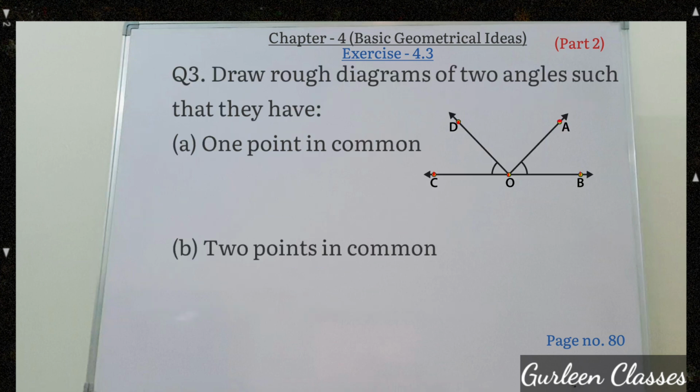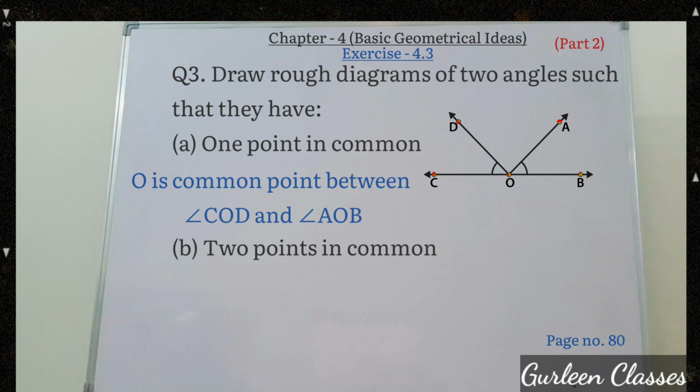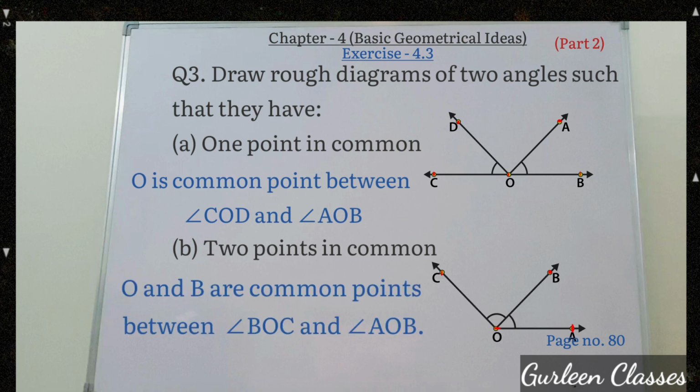Question number 3. Draw rough diagrams of two angles such that they have A part, one point in common. So here you can see O is the common point between angle COD and angle AOB. B part, 2 points in common. So here O and B are common points between angle BOC and angle AOB. So students, C to E part will be your homework. You have to solve in the same way.